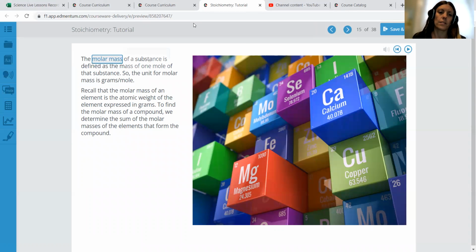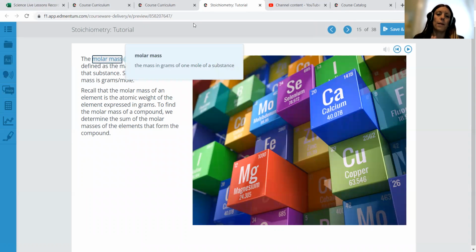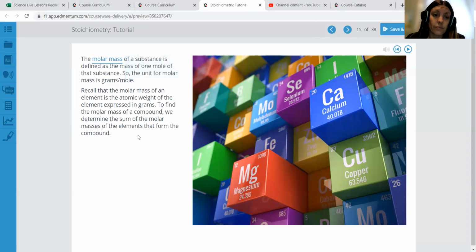Molar mass of a substance. All right. The mass in grams of 1 mole of a substance. That's pretty simple. And so the unit of the molar mass is grams per mole. Okay.